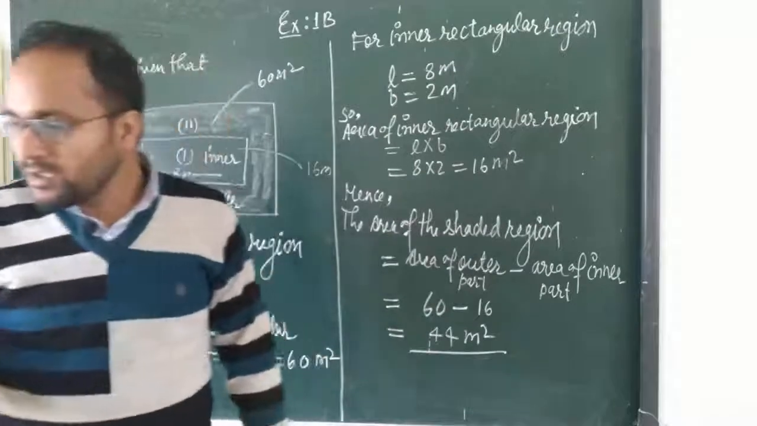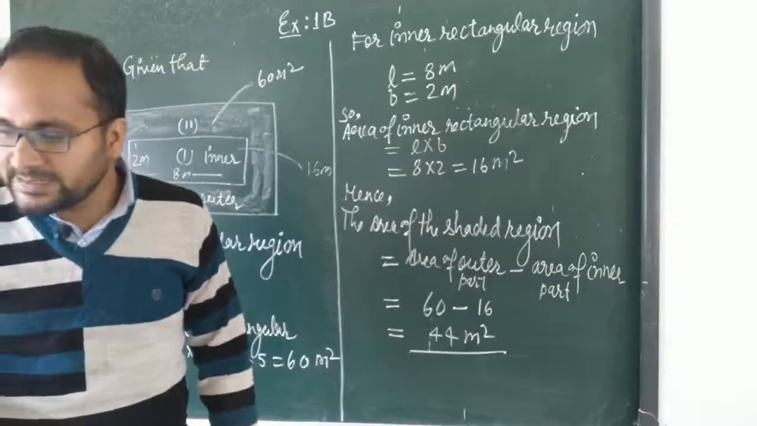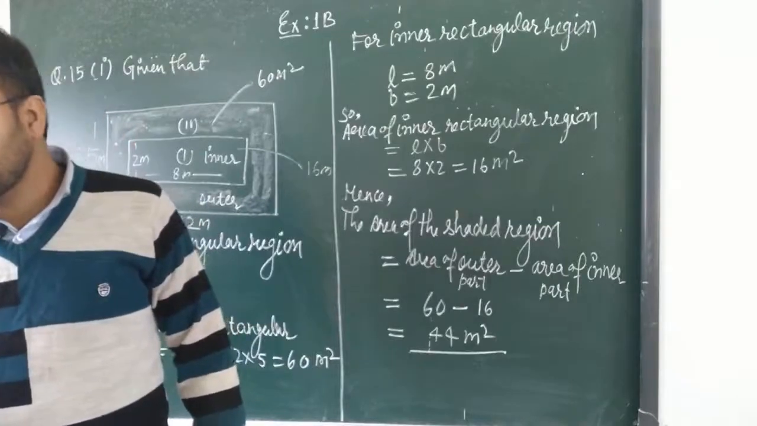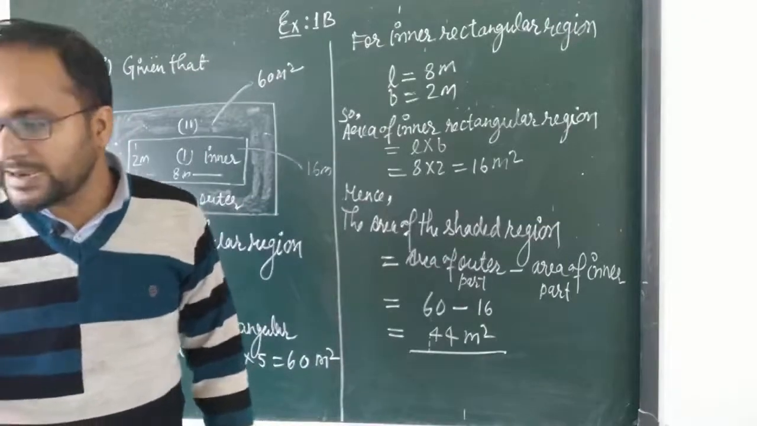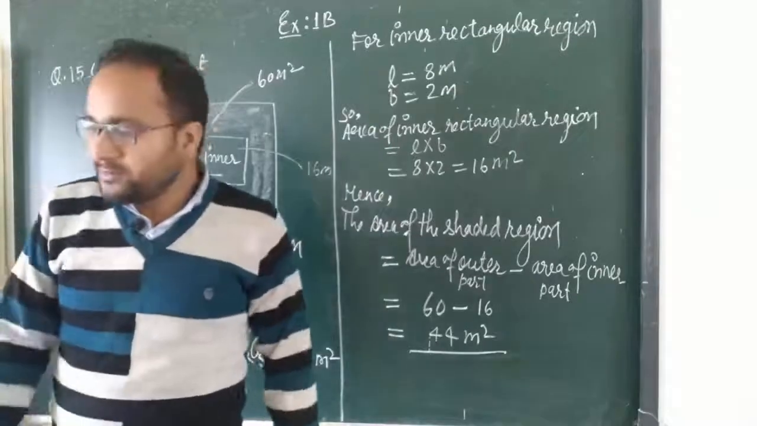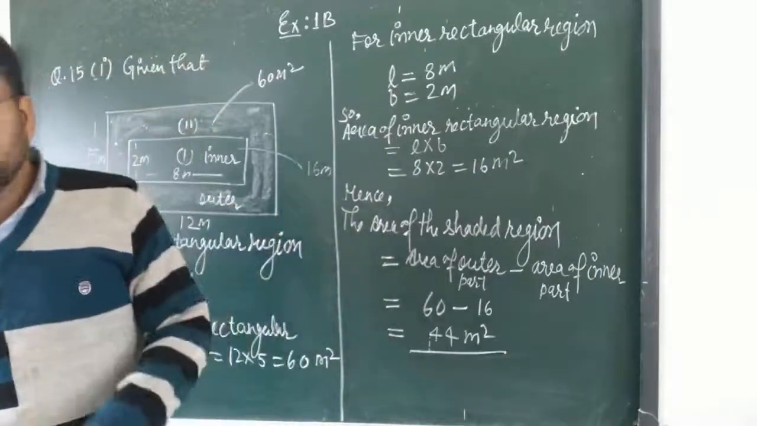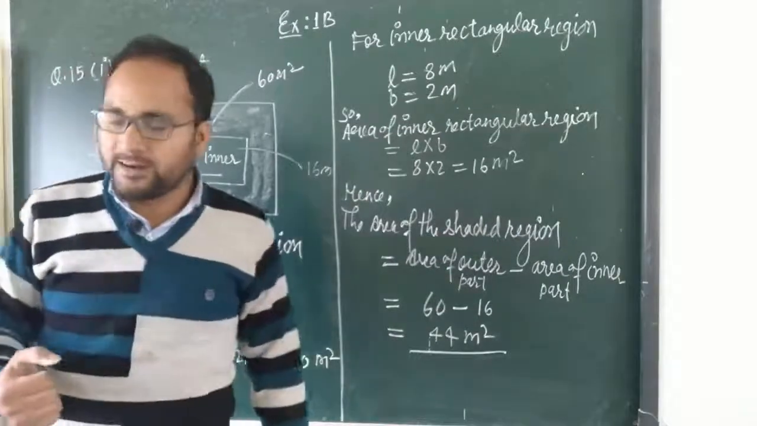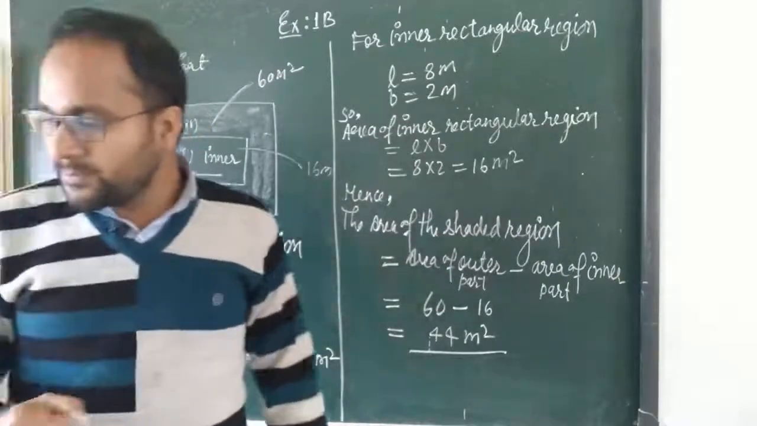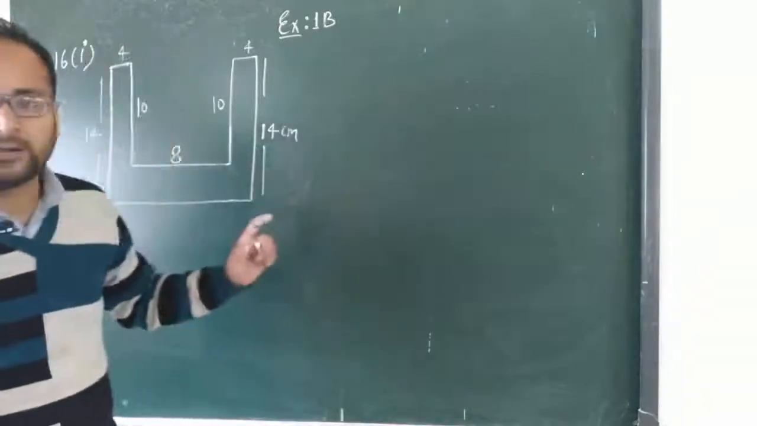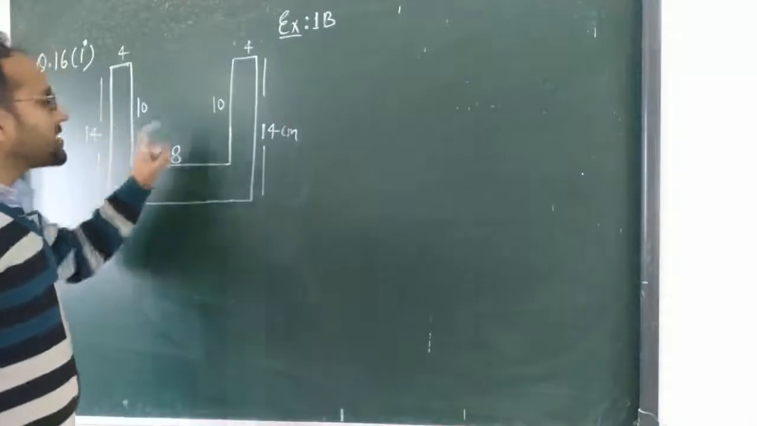Okay. Now see this question number 16. Find the area and perimeter of the following figures in which every corner is a right angle and the dimensions are in centimeters. So this is different, in that you will also find the perimeter. This is question number 16, first part. Find the area as well as the perimeter.